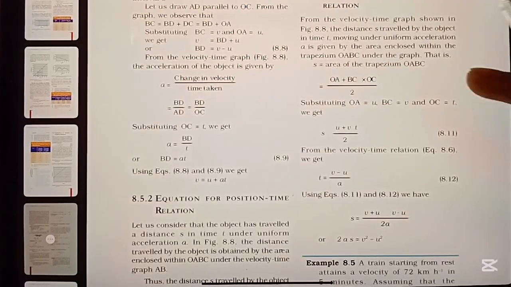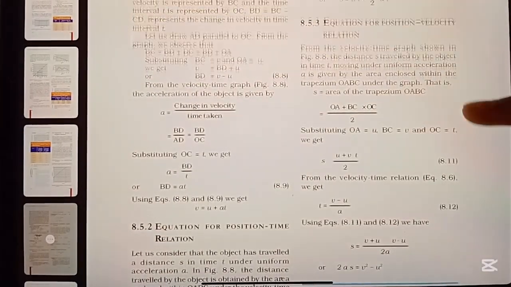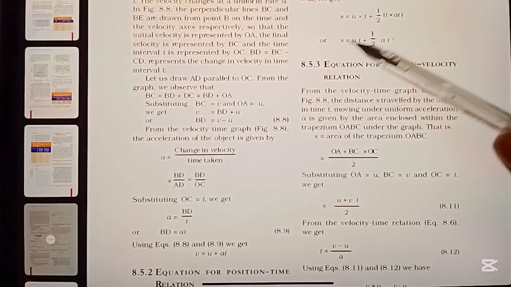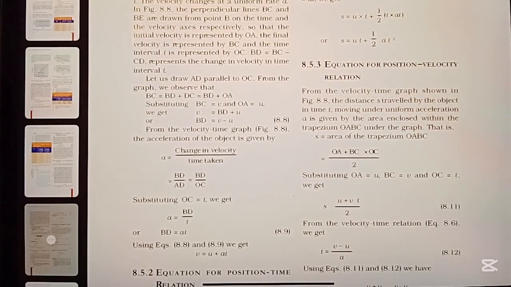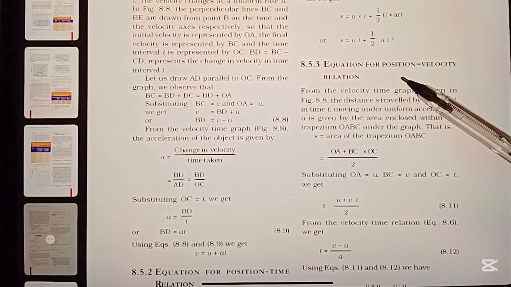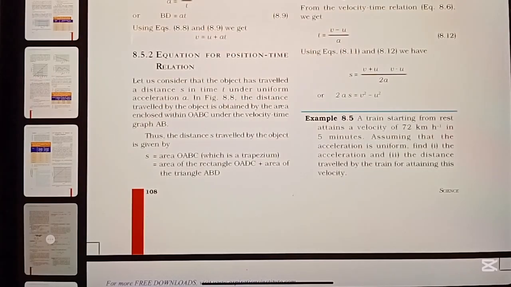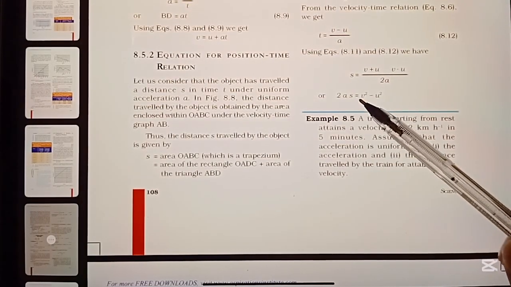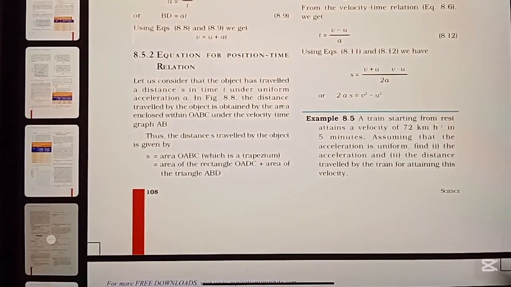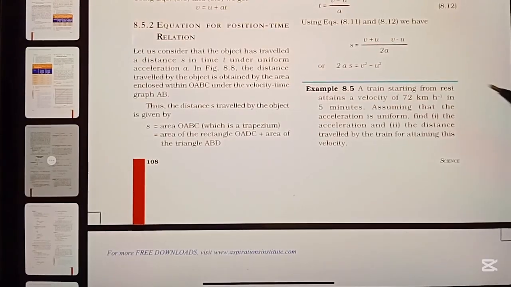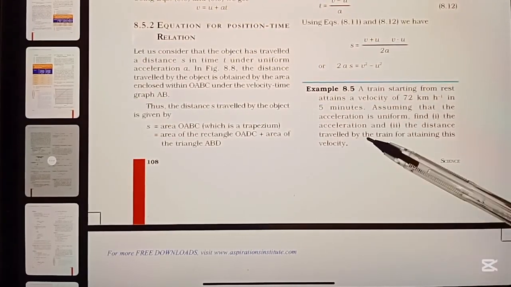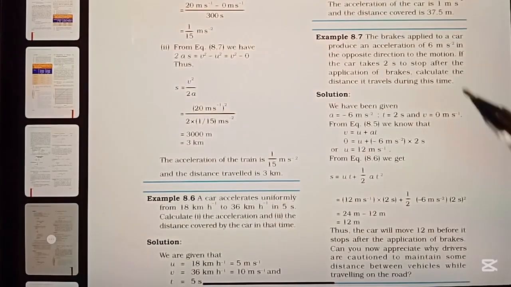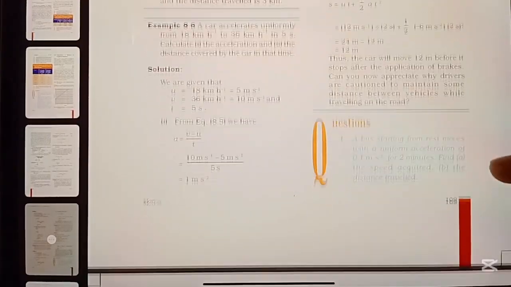The second equation is when you have position and time. When the question gives you position and time, you use the equation s = ut + ½at². Now, when you have position and velocity, you use the equation 2as = v² − u².